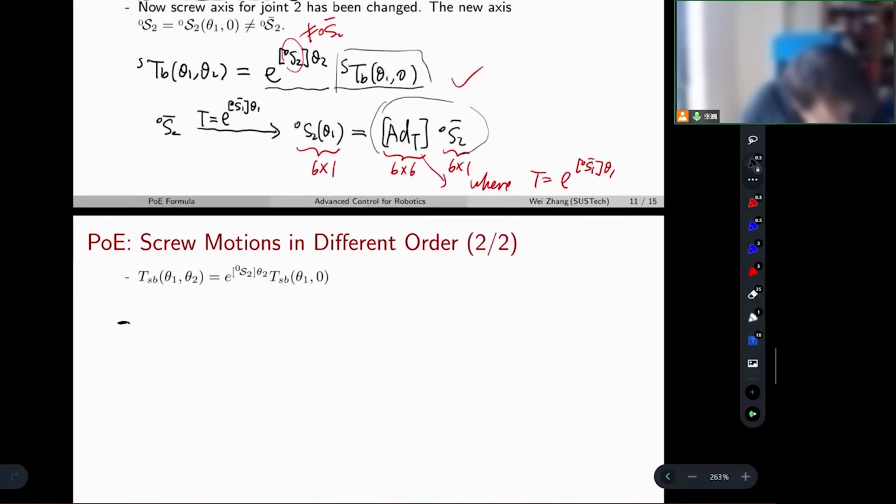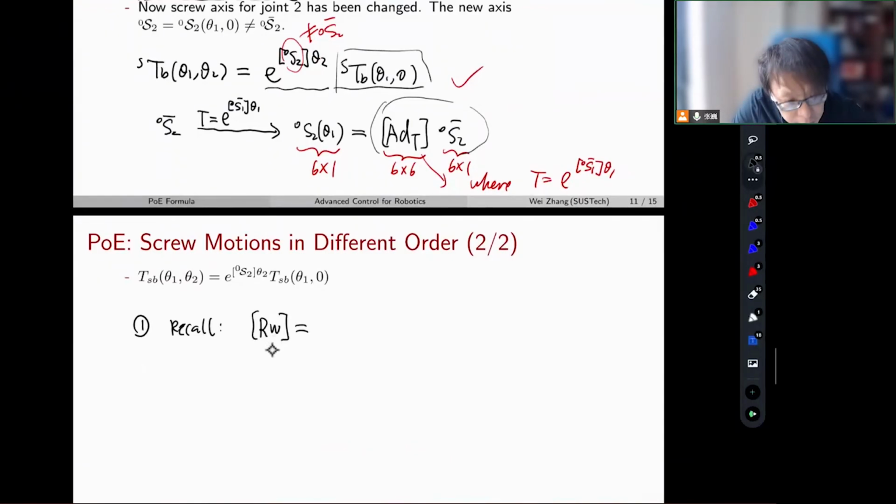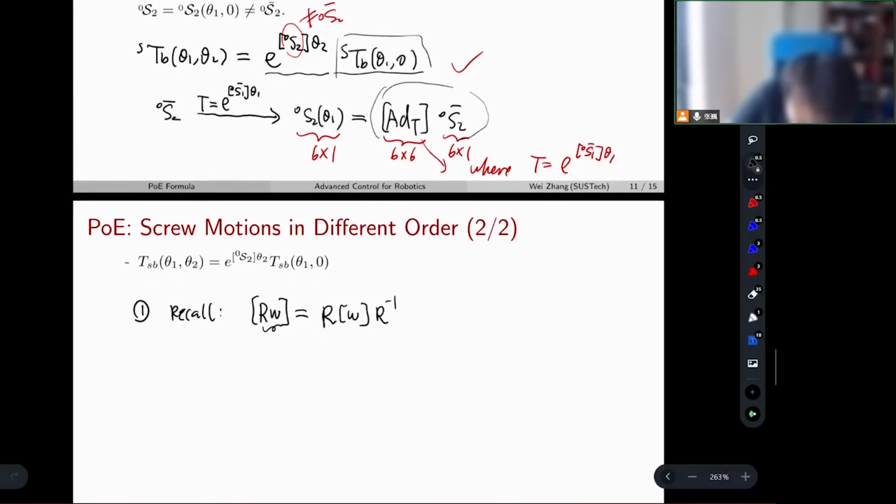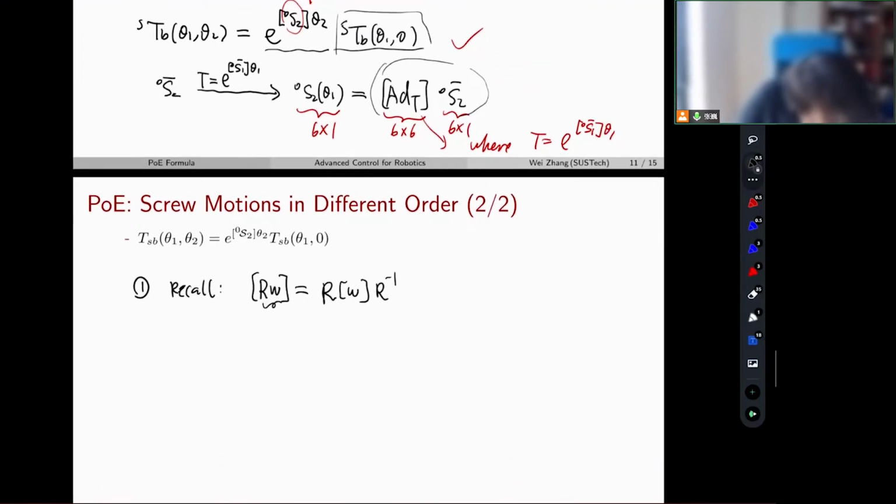Now let's recall a fact. Recall a property: if R is a rotation matrix, then the skew symmetric matrix from this vector is equal to R times skew symmetric omega times R inverse, or transpose. Remember this?